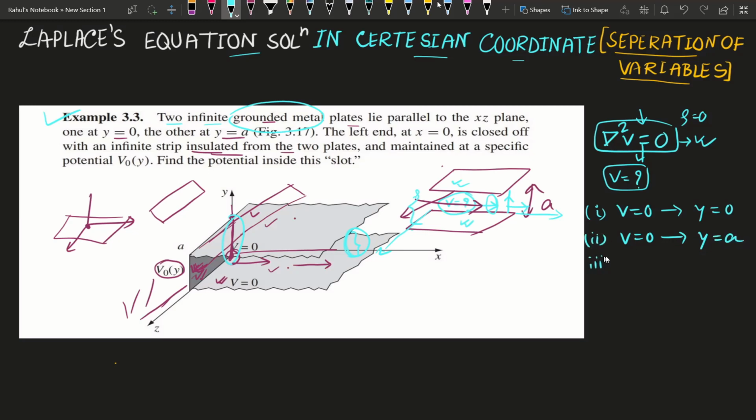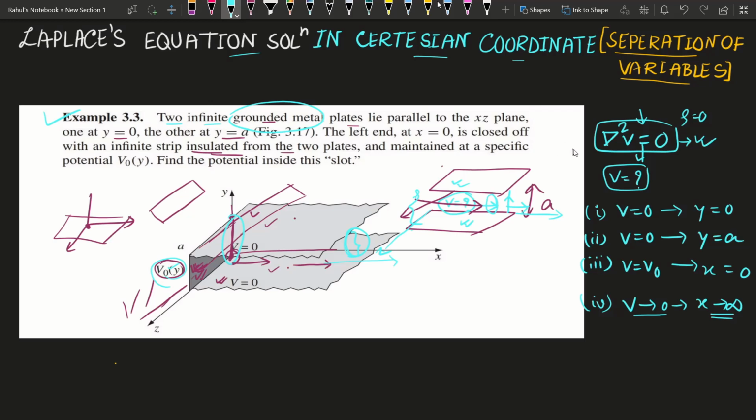Now number 3 will be V equal to V naught at x equal to 0. And number 4, which you have to understand, is that V will tend to 0 as x tends to infinity. As the potential here is V naught, if we move rightward along the x-axis to infinity, the potential will gradually decrease and vanish as we approach infinity.